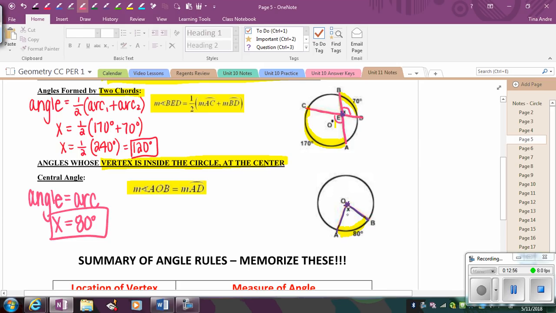This is going to be formed with two radii. You could also extend these and have chords or diameters that are intersecting, but the main thing is where that vertex is located. If it's in the center, or on the center, I should say, then the angle is equal to that arc. So in this case, we call this a central angle.